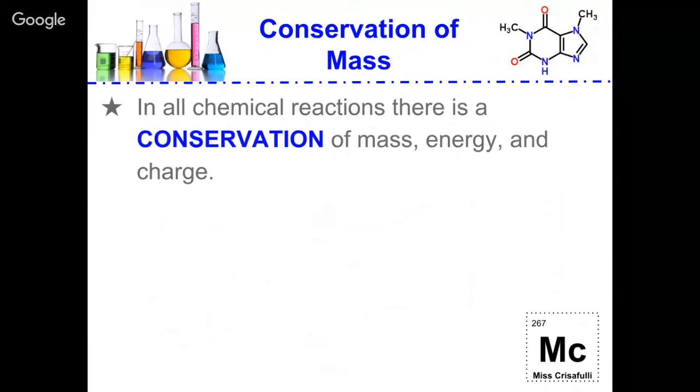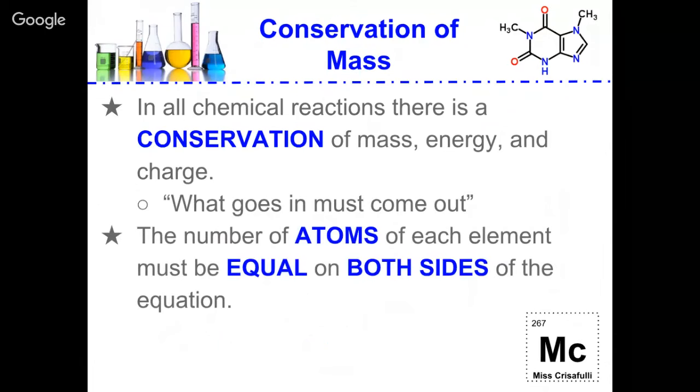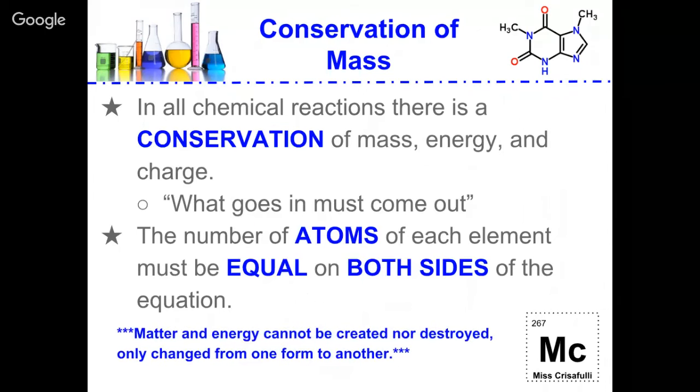So now let's talk about the law of conservation of mass. The law of conservation of mass allows us to write chemical reactions appropriately. When stuff is being mixed together, there is a conservation of mass, energy, and charge. So what goes into the reaction must come out. So the number of atoms of each element must be equal on both sides of the equation. And remember, the law of conservation of mass and energy states that matter and energy cannot be created nor destroyed. It will only change from one form to another.